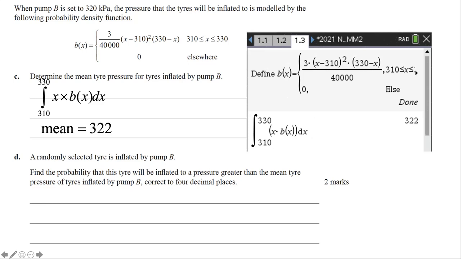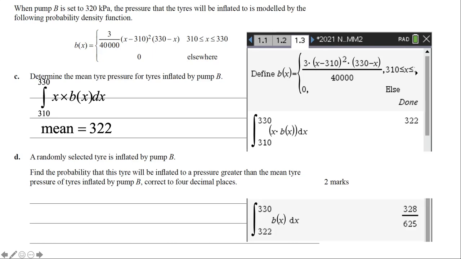A randomly selected tire is inflated by pump B. Find the probability that this tire will be inflated to a pressure greater than the mean tire pressure of tires inflated by pump B, correct to 4 decimal places. So I know the x value here represents the pressure for pump B. It can be no more than 330. It must be greater than 322. So we are anti-deriving this probability density function from this value to 330.